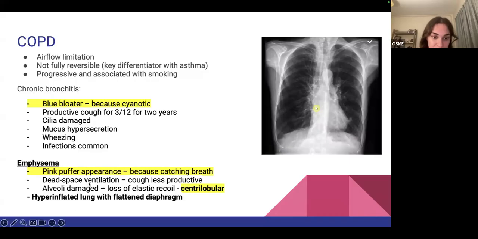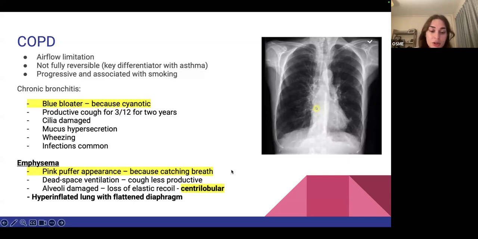Emphysema, on the other hand, is that they'll have this very pink looking face, and that's because they're just constantly catching their breath. And the underlying pathology is that there's damage to the alveoli, and it's a centrolobular emphysema in COPD. And they'll have hyperinflated lungs because there's sort of dead space. If you look at this chest x-ray, it's all black, which represents how it's just hyperinflated.